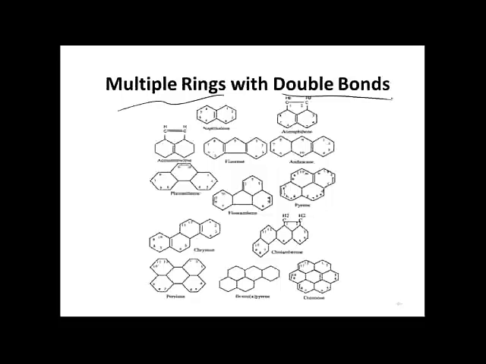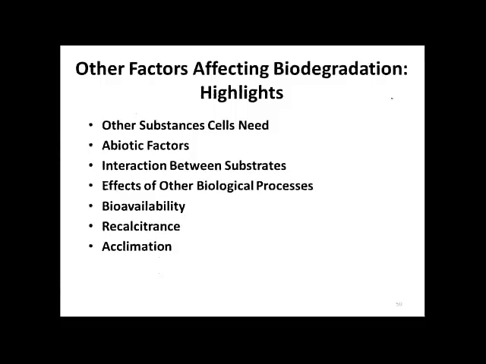All right. So those are kind of the basics. Those are the generalizations and the basics. But on top of all of that, we have other factors that affect biodegradation, and there are many. I'm just going to go over the highlights of some of them, okay? So, for example, there are other substances that the cell needs. There are abiotic factors such as temperature, interaction between substrates, effect of other biological processes, bioavailability, recalcitrance, and acclimation.